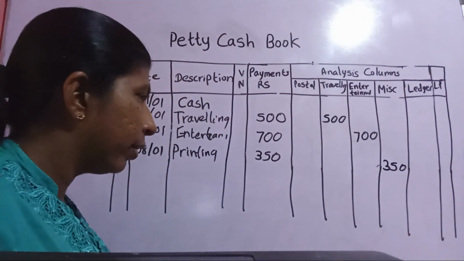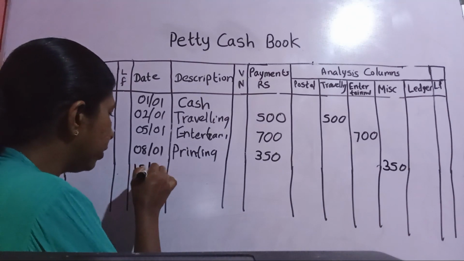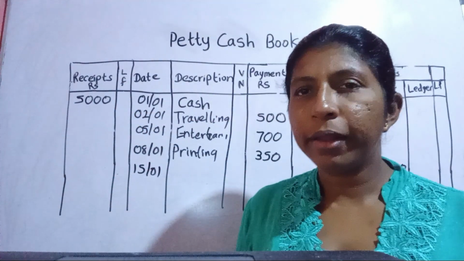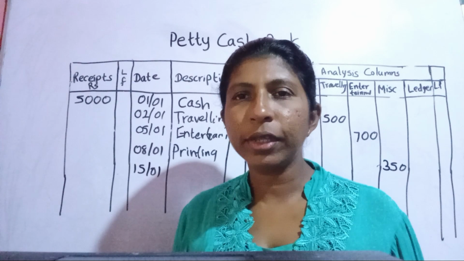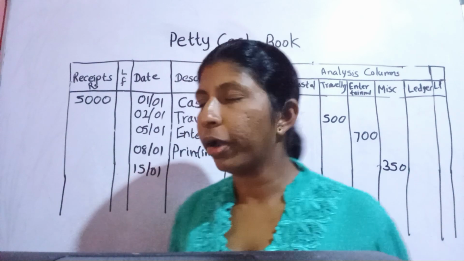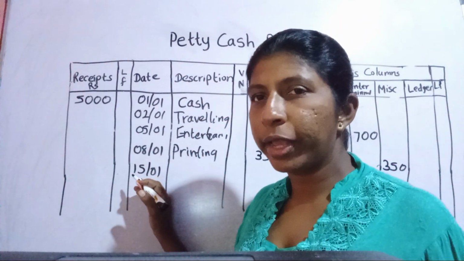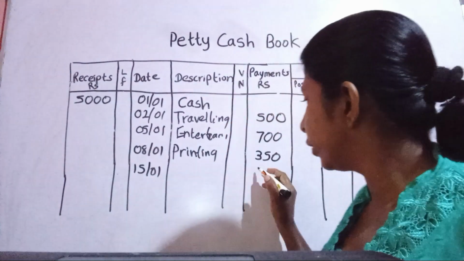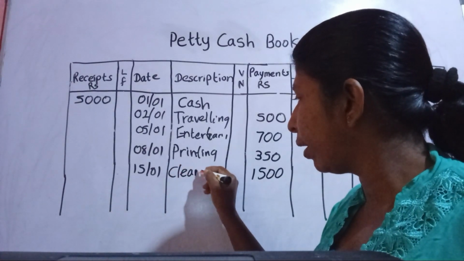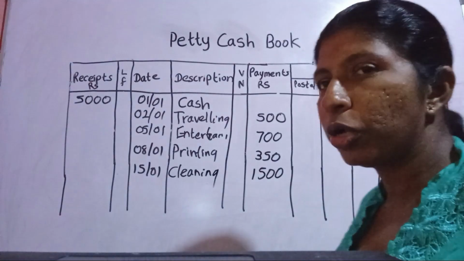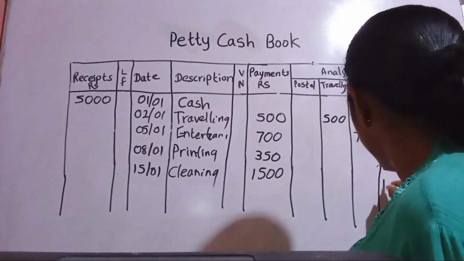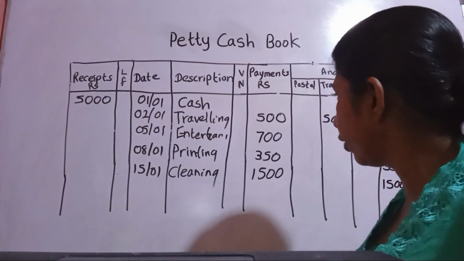Then I will take the example on 15th January. On 15th January, this business has paid cleaning charges of 1500. I have already written the date. 1500 is the amount. Here you have to write cleaning. Cleaning also has no separate column, so I will write that in the miscellaneous column, 1500.